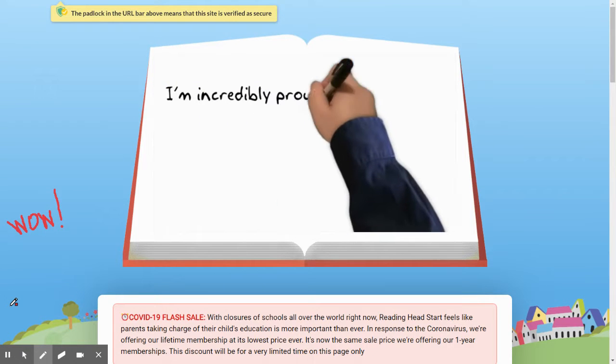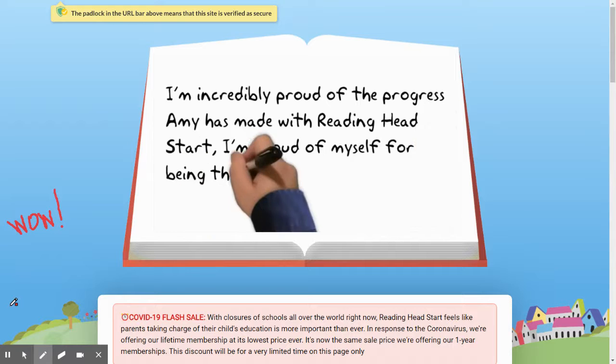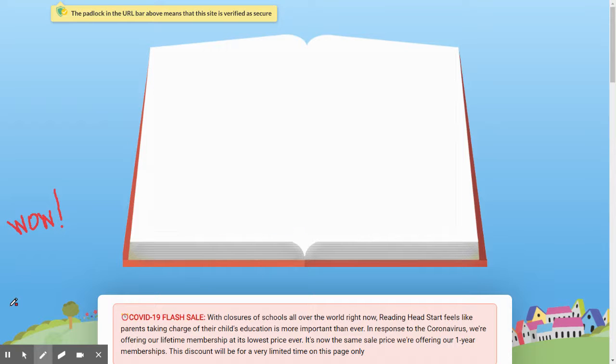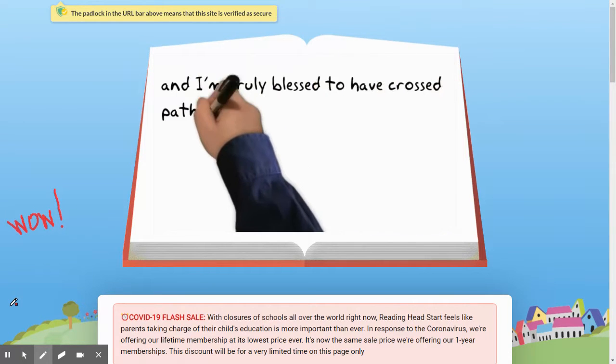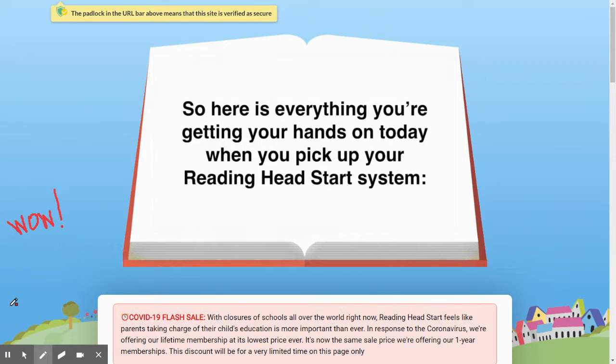I'm incredibly proud of the progress Amy has made with Reading Head Start. I'm proud of myself for being the one in her life to teach this to her. And I'm truly blessed to have crossed paths with you and your reading system. God bless, Lauren S.